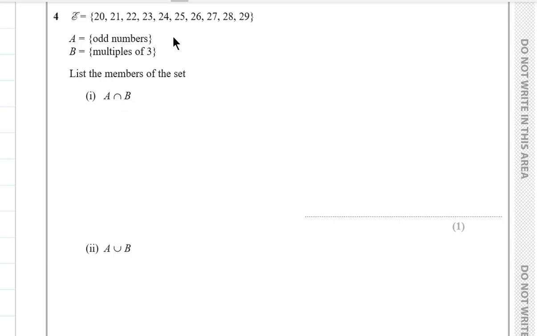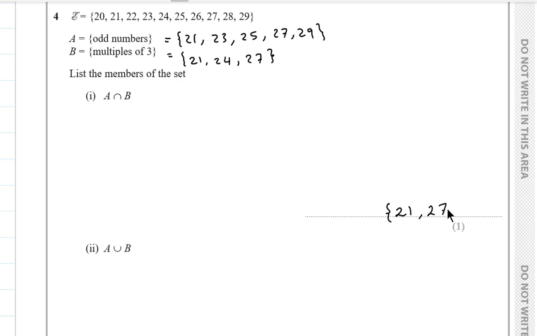My advice to you is to list all members of A and B like the following. Here I write the odd numbers. And here I will write the multiples of 3 starting from 21 and then 24 and then 27. Now the intersection will be where? It will be in 21 and also in 27, right? So we have here 21 and 27.